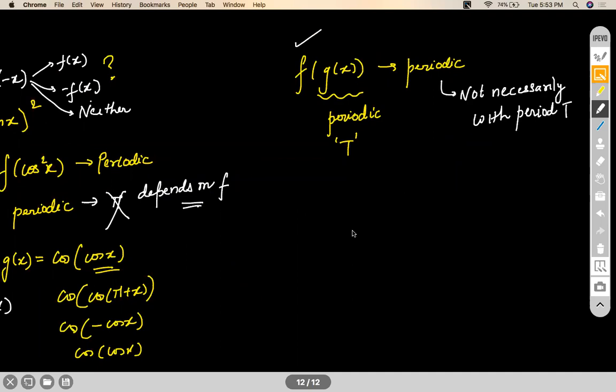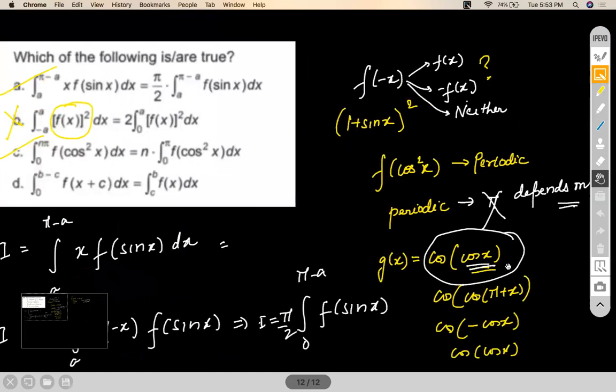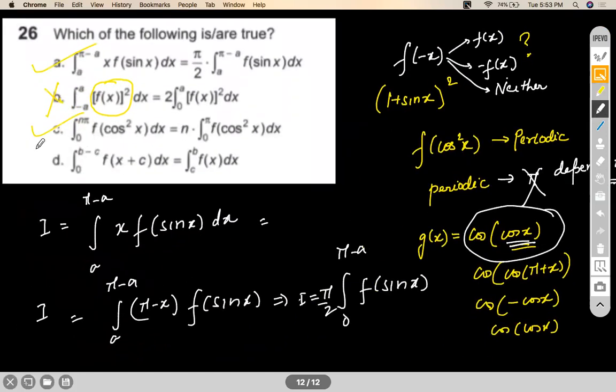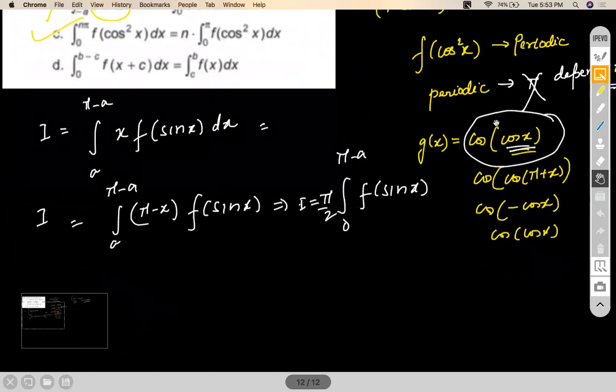Okay, so as you can see here, there was a cos of cos x. The whole thing was not periodic with the period of cos x. Are you getting my point? Cos x period is 2 pi, but this answer was actually pi. Okay, so C is correct in the present scenario.